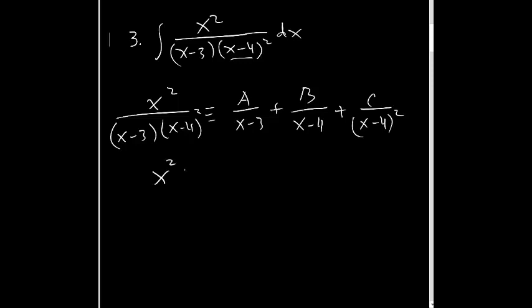So x squared will be a times x minus 4 squared. Do you guys understand how I'm getting this? I'm just multiplying all the terms by x minus 3 times x minus 4 squared. When you multiply with that, this all eliminates, so just x squared will stay. Now this one is multiplied by x minus 3 times x minus 4 squared. x minus 3 cancels, so x minus 4 squared will stay.